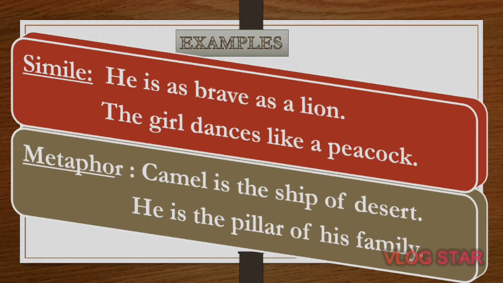So here a comparison between the camel and the ship has been made. Just as the ship sails in the seas and oceans, the camel also travels. The camel is the ship of desert. So the comparison is brought between the camel in the desert and the ship in the sea. In the second sentence, he is the pillar of his family. Here the comparison is made between he and pillar. You all know that a pillar functions as a support to a building. A pillar is normally used to support the roof of a house or a building. So he is also like a pillar of his family, who has the entire responsibility of his family upon his shoulders. Here also the comparison is made between he and pillar.